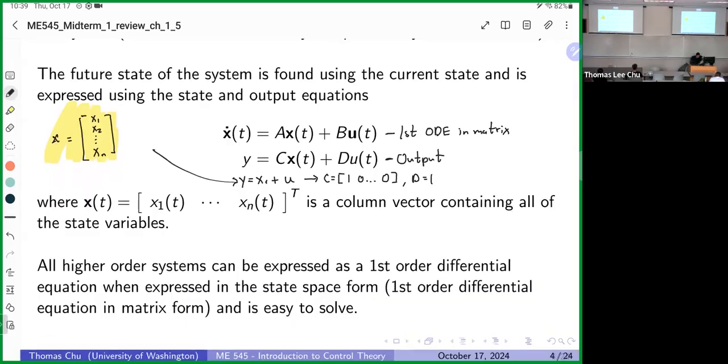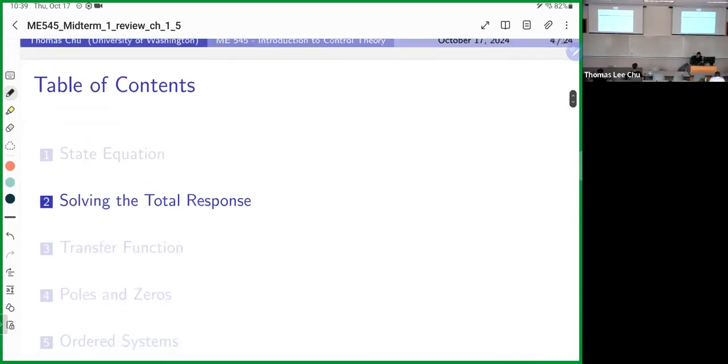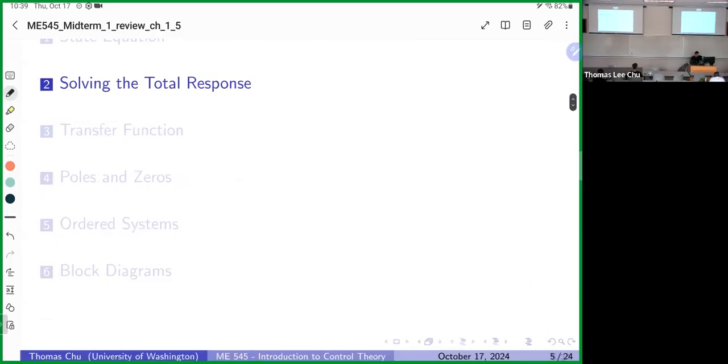All higher order systems can be expressed as a first order differential equation when expressed in state space form, and that is easy to solve. That's why we like the state space form. So that wraps up state space.